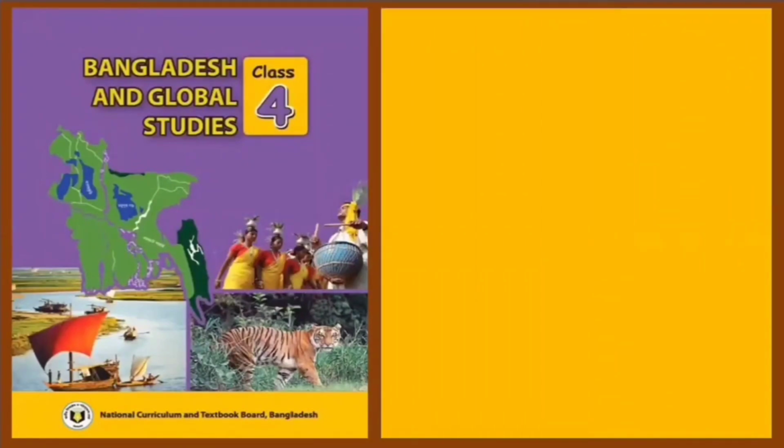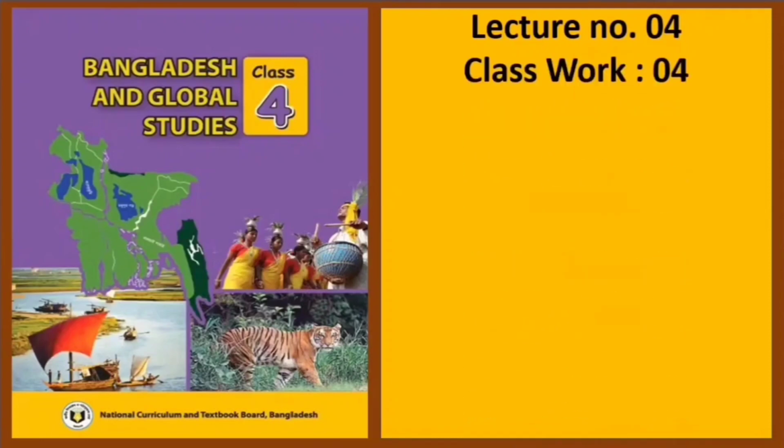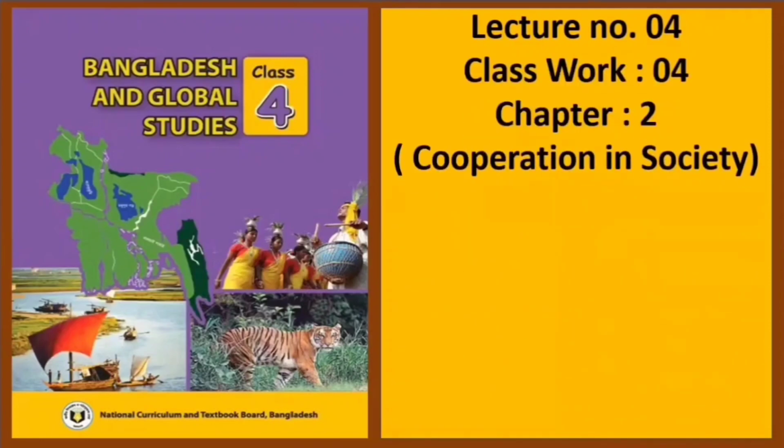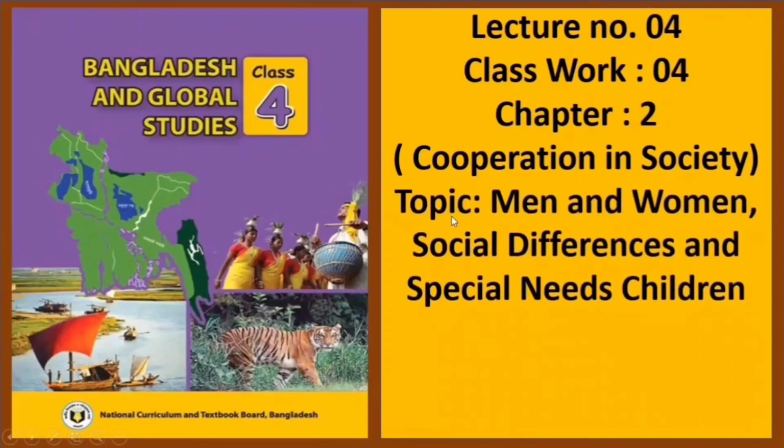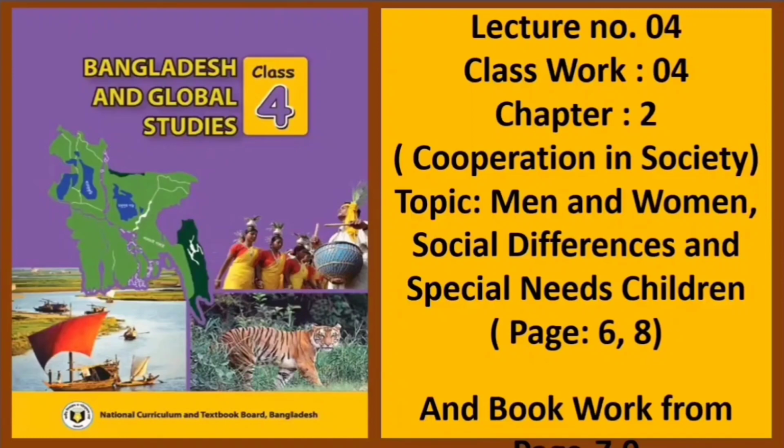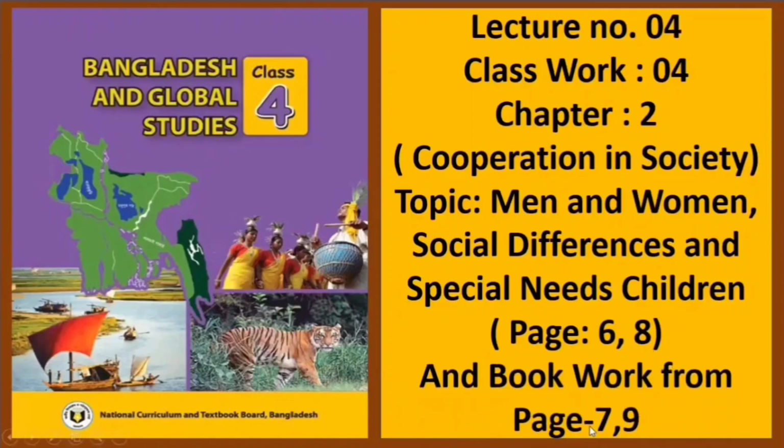Yes, before telling today's topic, let's know the lecture number of today. Today's lecture number is 4. Classwork number is also 4. Yes, today we will be discussing chapter 2, cooperation in society. And the topics that we are going to discuss today are man and woman, social differences and special needs children. Okay, students, so the page numbers that we will be covering today are 6 and 8. And also we will do book work from pages 7 and 9. So students, let's get ready.